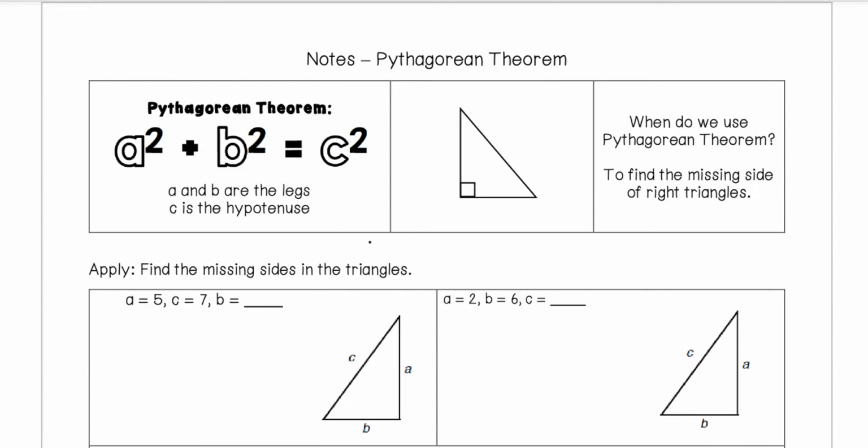In this video, we'll be looking at the Pythagorean Theorem and its converse. The Pythagorean Theorem is a squared plus b squared equals c squared. So we all remember that, but we need to know how we can actually apply it. We use it to find the missing side of right triangles.